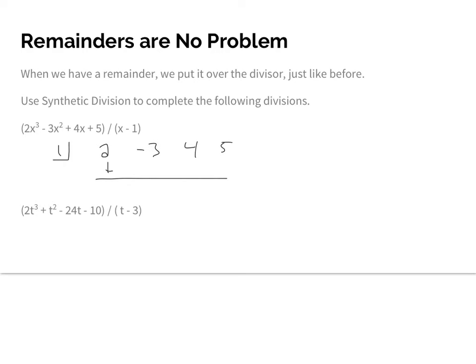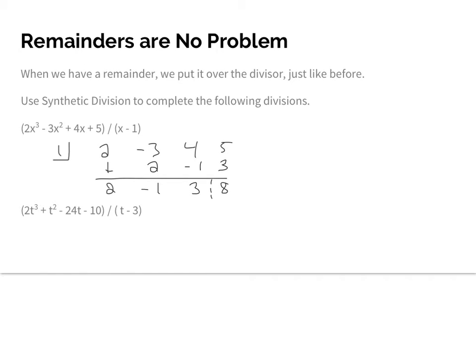And we know we bring down the 2 at first. Multiply 1 by 2, put it here, that's 2. Add down, negative 3 plus 2 is negative 1. Multiply that by 1, obviously it's not going to change. Put that up here is negative 1. Add down is 3. 1 times 3 is 3. And 5 plus 3 is 8.